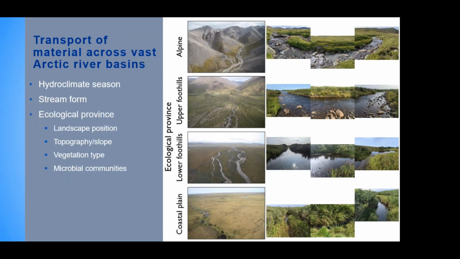There's also the ecological province. So if you look at the left side, you've got the alpine, upper foothills, lower foothills, and coastal plain. And we thought it was very important to break the landscape up into these ecological provinces. They have different landscape positions. They have different topography and slope, which affect the speed of flow or velocity of flow. They have different vegetation types. And of course, they have different microbial communities.